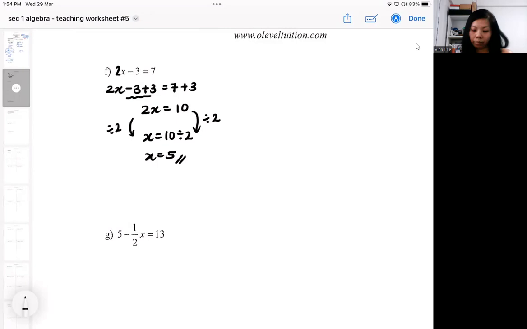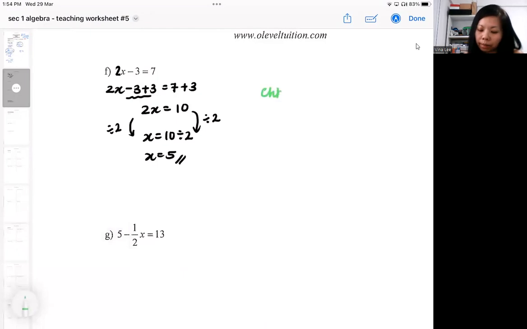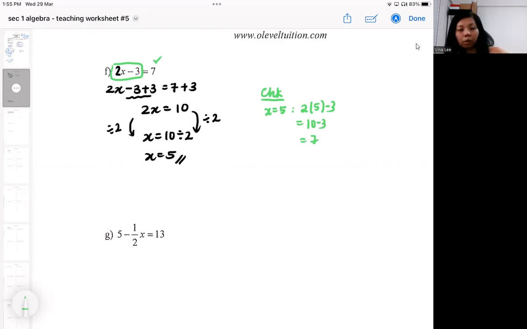That's it. Until now, I never showed you the checking, so I can do some checking. If my x is 5, I'm going to check this part: 2 times 5 minus 3. Does that give me a 7? It gave me a 7. So you can always do checking.